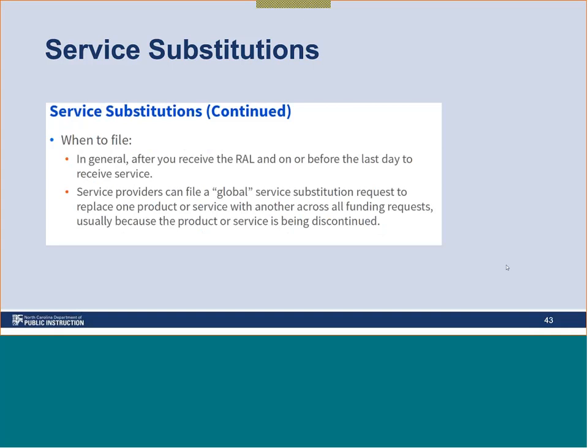In general, to continue when you can file these, after you've received your RAL, and on or before the last day to receive the service. Service providers can file a global service substitution request to replace one product or service with another across all funding requests, usually again because the product or service is being discontinued. In a related program that USAC has been administering, Verizon was no longer able to provide a certain hotspot, so they did a global substitution to replace them all with a different hotspot.